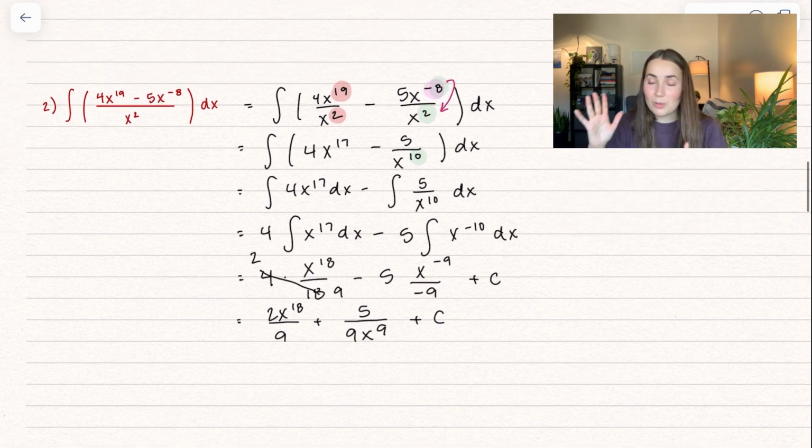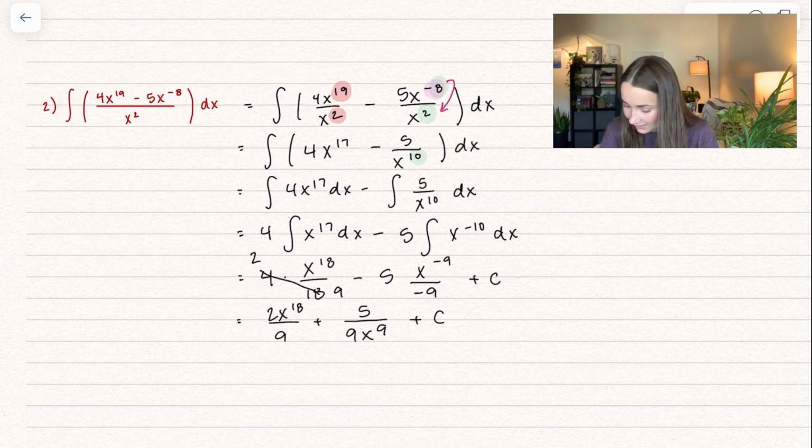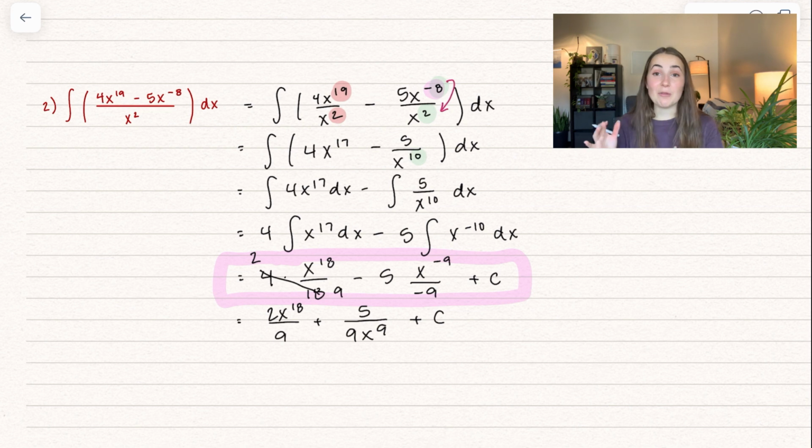So notice how much algebra is involved. We actually didn't do any calculus until we got to this step right here when we actually took the antiderivatives. That was the only calculus step, actually. The rest of this is simply just algebra. So algebra is a really good tool to have in your back pocket.